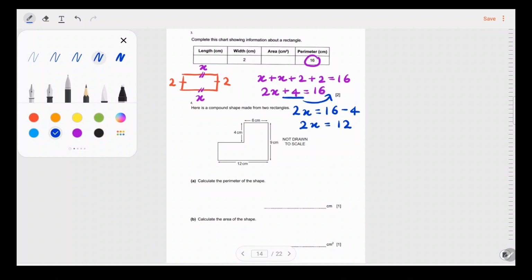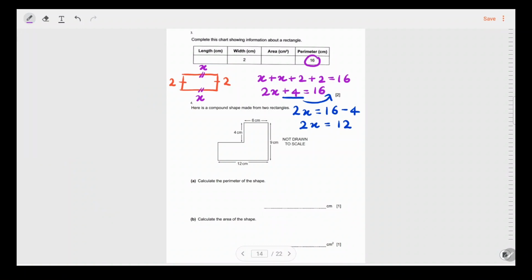But we need to find what x is. Here, since 2x means 2 times x, we need to get rid of 2 and put it to the other side of the equal sign. And multiplication becomes division on the opposite side. So x is equal to 12 divided by 2, which is equal to 6. So we have found x, the length of this rectangle, which is 6 centimeters. So we can complete that column in the chart.